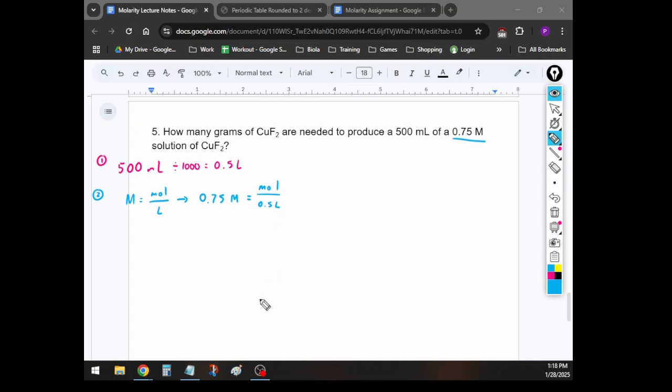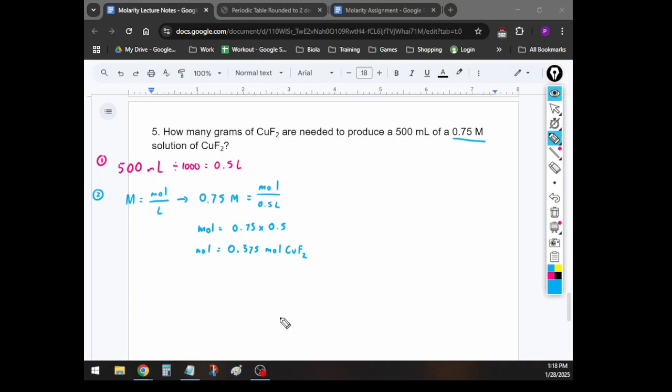Okay? All right, now to isolate the moles, we need to multiply both sides by 0.5. So to get moles, we're going to do 0.75 times 0.5. Everybody good with that so far? Just isolating? Okay, so your moles are going to end up becoming 0.375. And if you want to be specific, it's moles of CuF2. Okay, so I'll pause right there because that's the end of step 2.